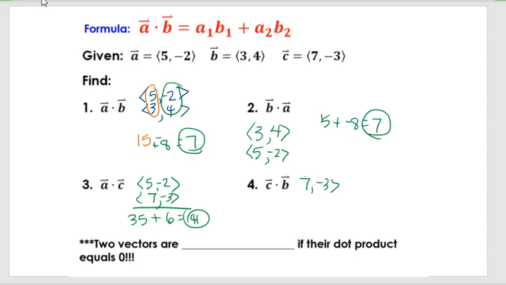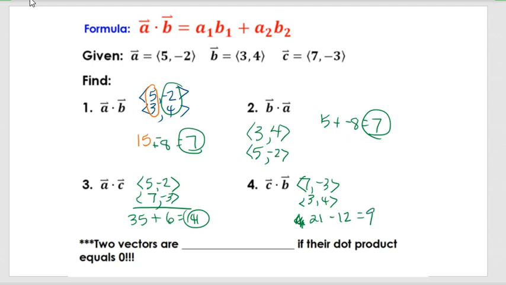C is 7, negative 3. And B is 3, 4. Multiplying the x components, I get 21, negative 12. Oh, and I almost made the mistake of using these. I don't need them. It's just going to be 21 minus 12. It looked like a 4, I did plus a negative. Let's fix what I did. 21 minus 12 is 9.